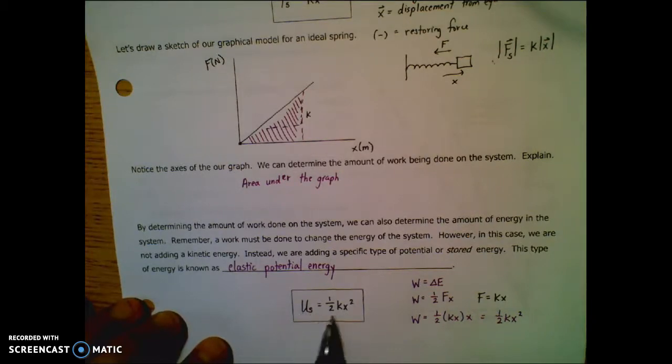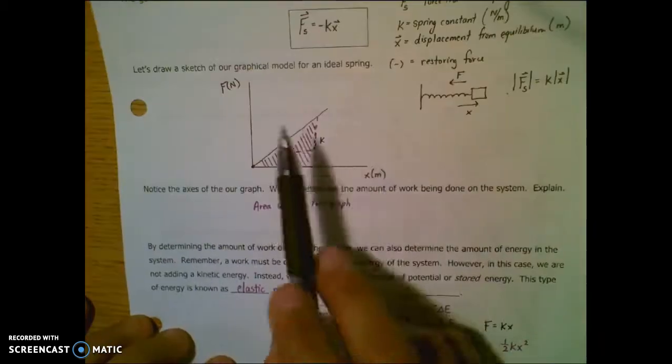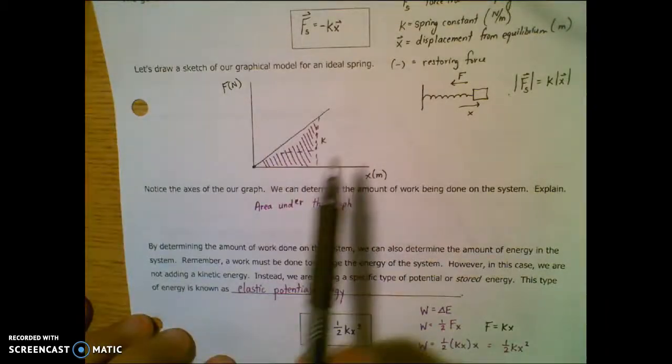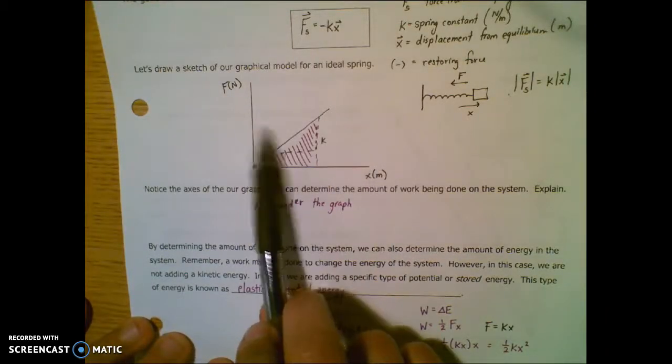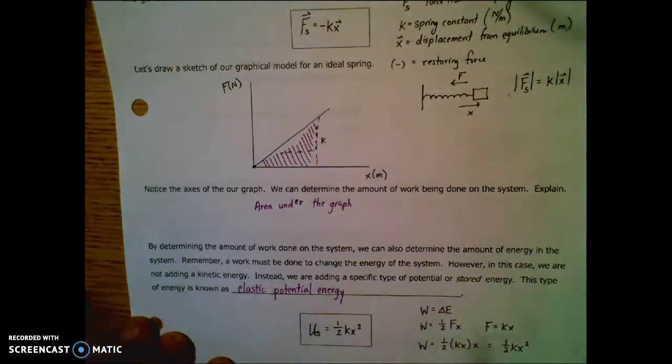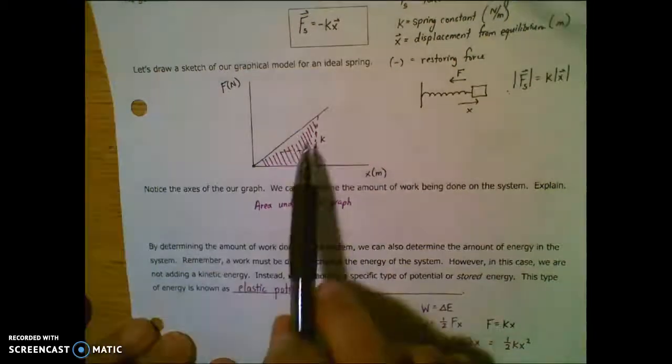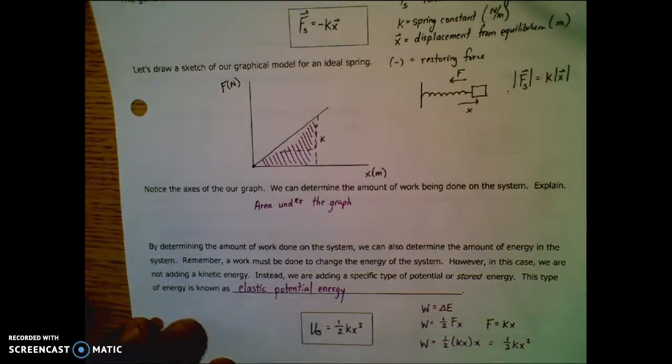And the reason we do this instead of just F times x is because this is not a constant force, and if I don't have a constant force, then I can't just do F d cosine theta. If I have a changing force, I have to find the area under the graph. Okay, let's keep moving forward then.